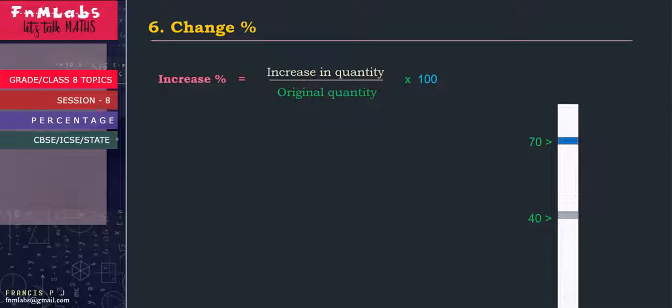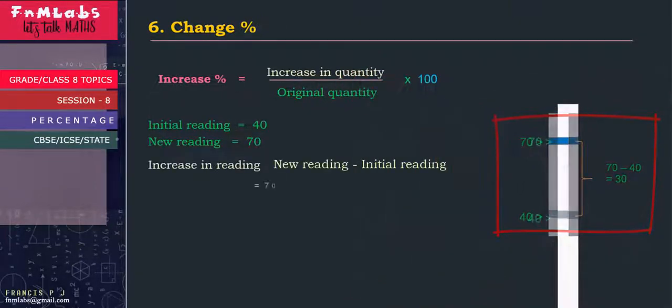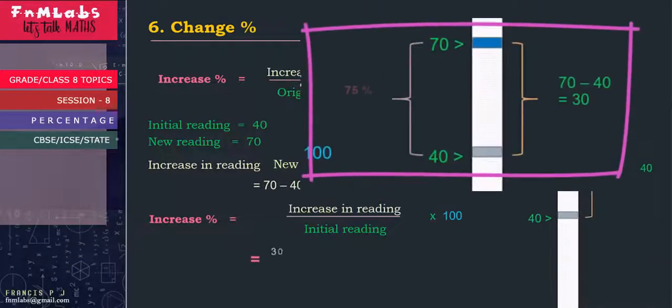Here in this case, the temperature rises from the initial reading, which is 40, to the new reading, which is 70. So obviously, increase in reading is the new reading minus initial reading, that is equal to 70 minus 40, which is 30. So the increase percentage is equal to increase in reading by initial reading times 100, which is equal to 30 by 40 times 100, which is 75%.